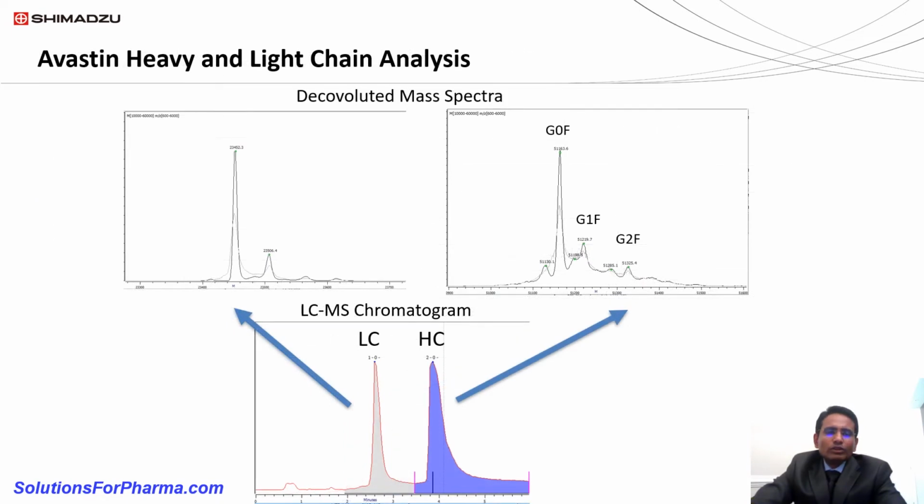We have also analyzed Avastin mAb. In the left panel, you can see the light chain peaks, and on the right side you can see the heavy chain peaks. They are nicely separated and identified.